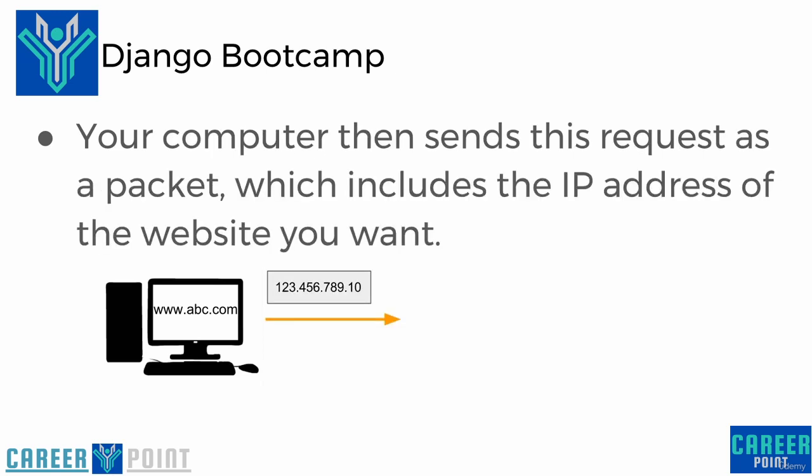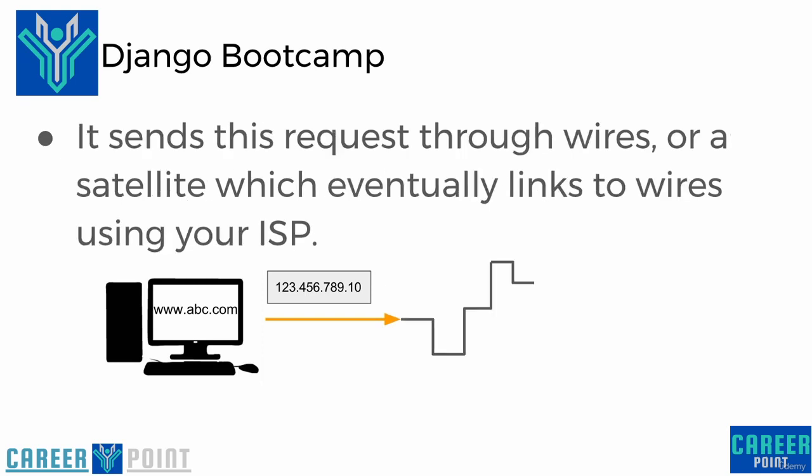Then your computer sends this request as a packet, which includes the IP address of the website you want. And the IP address allows servers later on to actually identify what website you're looking for. And it sends this request through wires, or a satellite which eventually links to wires using your internet service provider. So if you're at home, your request is eventually sent through either copper wires or optic fiber wires to the server that we're about to reach, or if you're on your cell phone, it links to a satellite, which links back down to Earth, which then ends up going to some sort of physical wire.